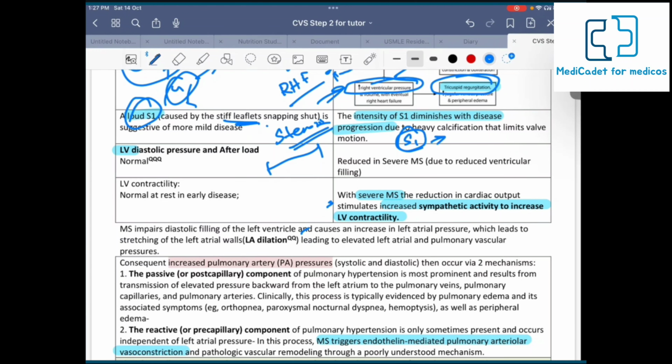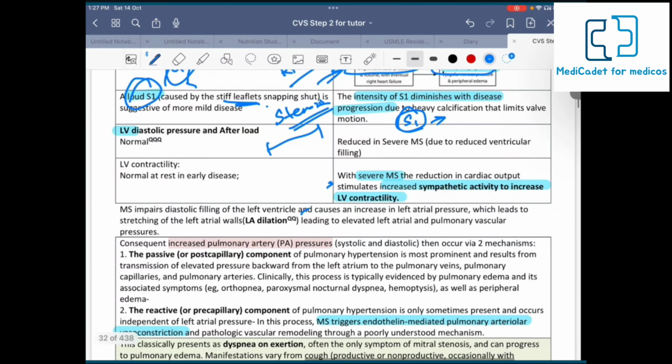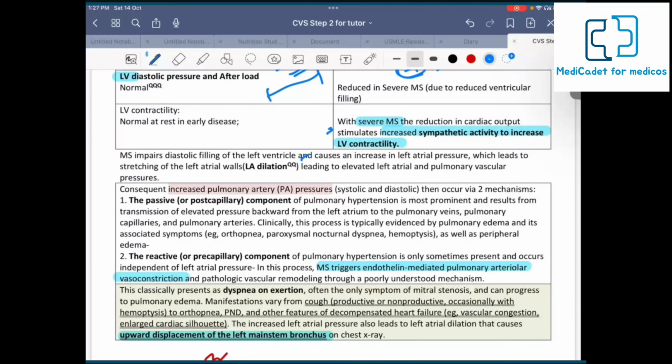Next is the left ventricular diastolic pressure and afterload, which is also normal because, as I told you, on the left side it's all the same thing. And in severe MS cases, this is too much information, there will be increased sympathetic activity to increase left ventricular contraction. The problem is that the left ventricle is not filling, so cardiac output is decreased. Systemic vascular resistance is decreased. That is going to activate the baroreceptors from the aorta, and that is going to cause excessive adrenaline, everything pushed into the system. The sympathetic activation in turn will cause left ventricle contraction as well. Everything is an attempt to increase the cardiac output. I don't think they will ask any questions here.